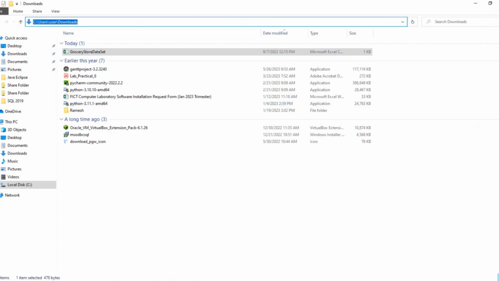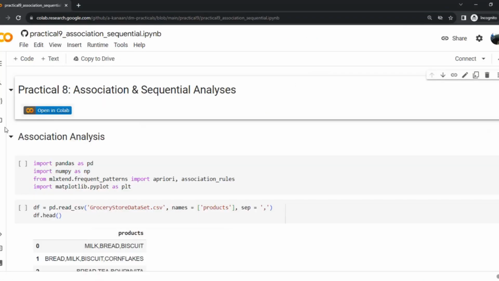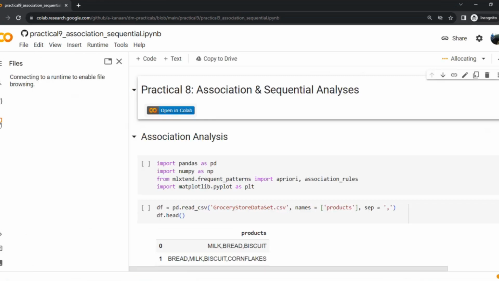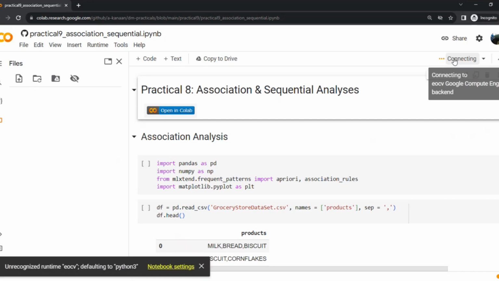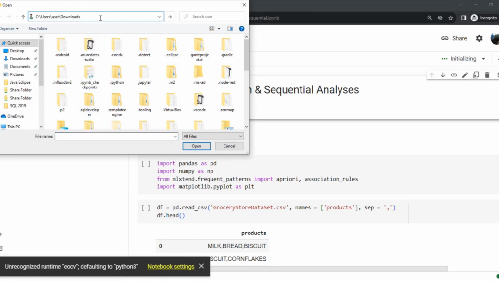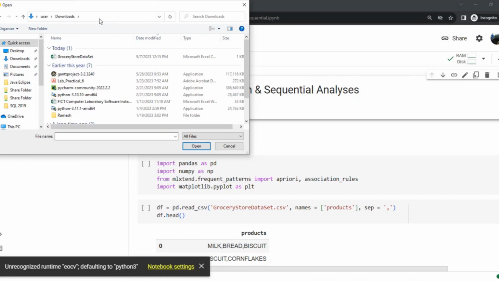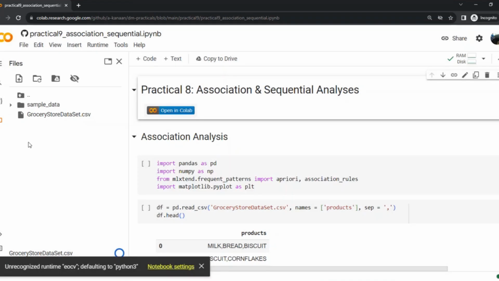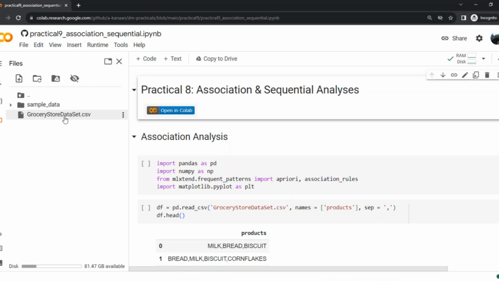We need to upload this file to the Colab environment. You go here to the files, click, then make sure you initialize the engine. Then you right click, choose upload, and navigate to the location where you have downloaded the grocery file on your local machine, select the file and upload. You should have the file listed under the Files tab section.